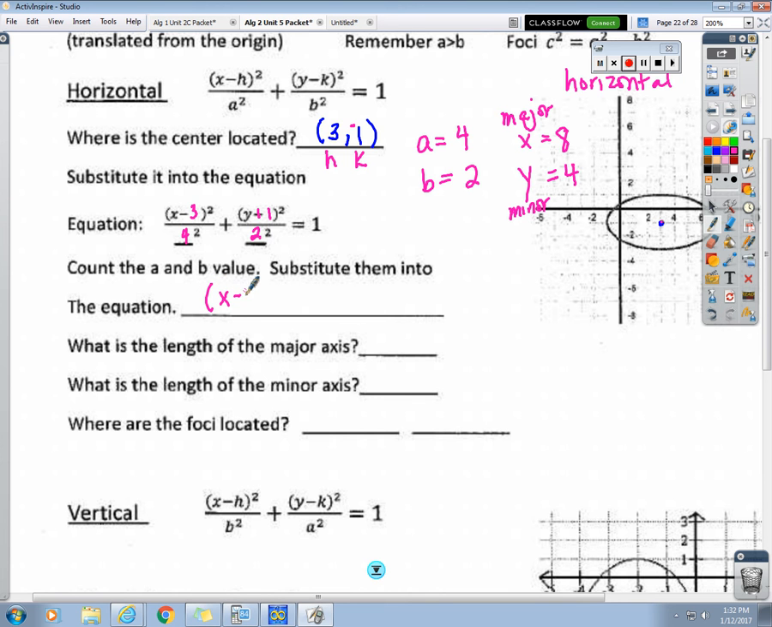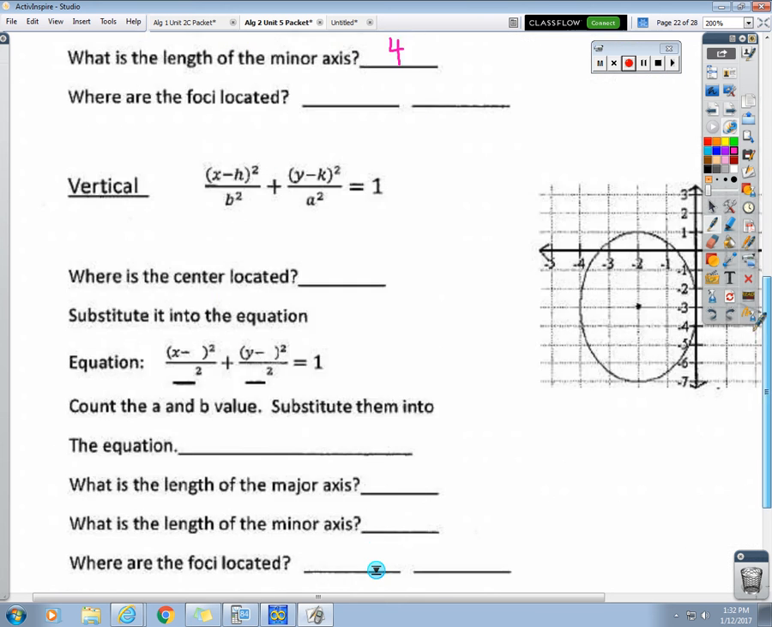X minus 3 squared over what? 16 plus Y plus 1 squared over 4 equals 1. And then, right here they gave us blanks for the length of the major axis. What was the length of the major axis? 8. And what was the length of the minor? 4. Now, before we do foci, because it's a little bit different since your center is no longer at the origin, we're going to try this one more time, and then we'll come back and do foci in a second.